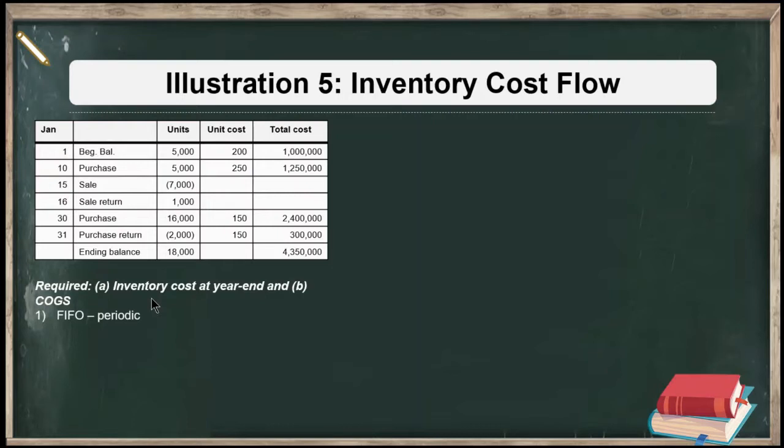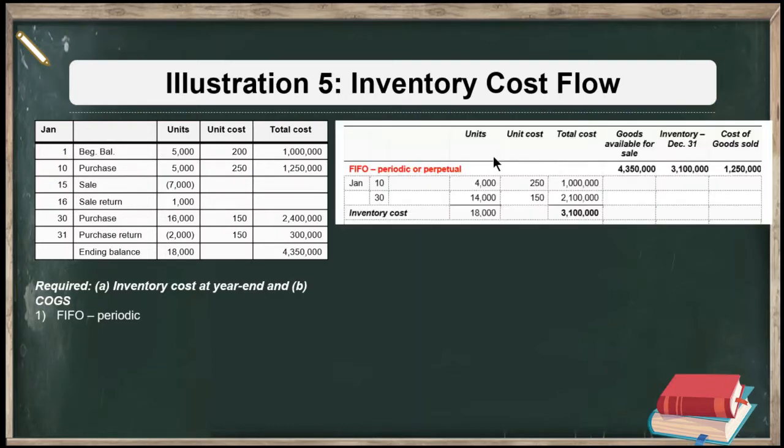First is the FIFO periodic. That also includes the FIFO perpetual for requirement 2. For the FIFO periodic or perpetual, the inventory end would be coming from the latest purchases. So for the latest purchases, we have the January 30 purchase.